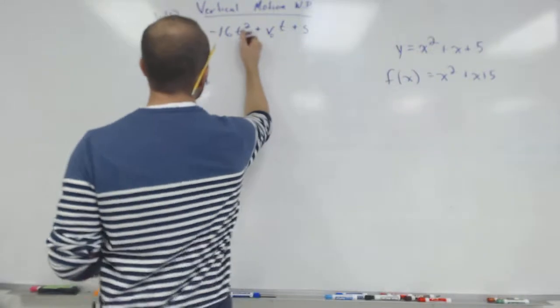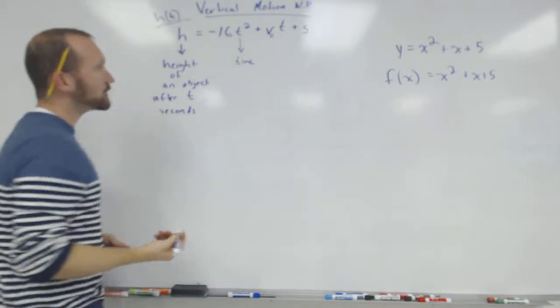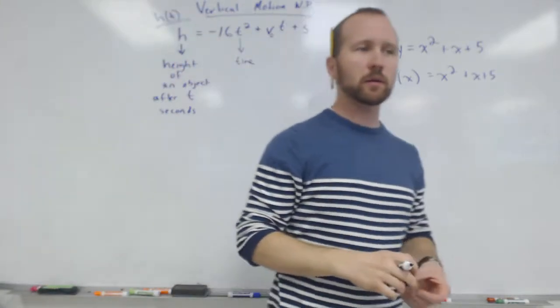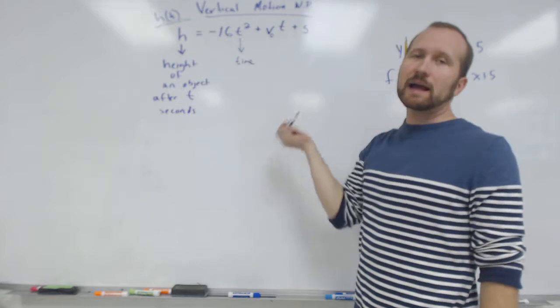Okay, so t, as I said, is the time. And h and t are typically the only variables. The other things are going to be assigned a value.